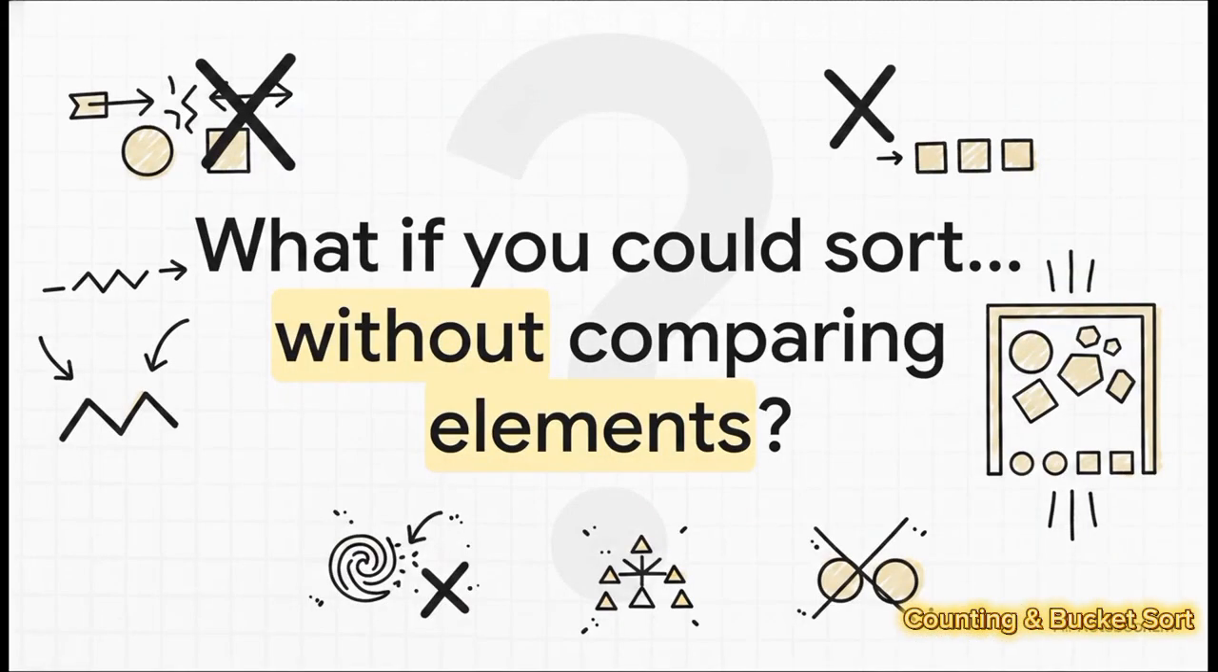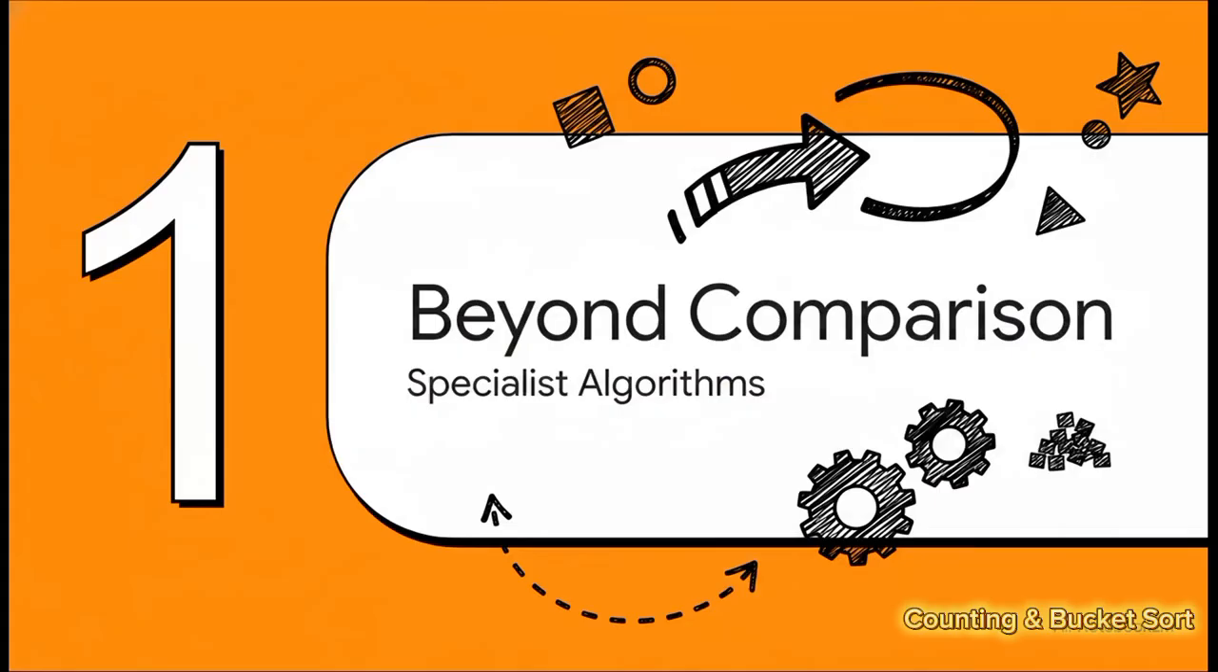Just let that idea sink in for a moment. Most sorting algorithms you've likely encountered, things like merge sort or quick sort, well, they live and breathe by comparing elements. It's their fundamental operation. But today, we're going to sidestep that entire process. How is that even possible? Well, it turns out you absolutely can, but only under very specific conditions.